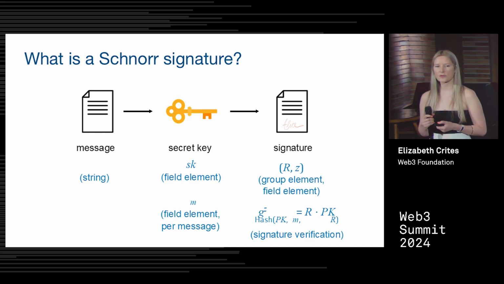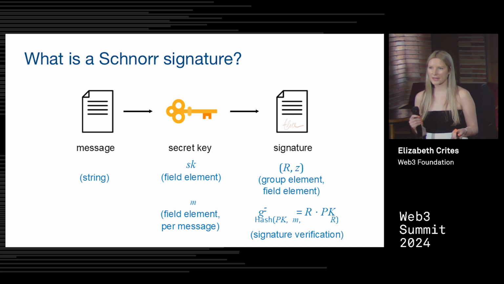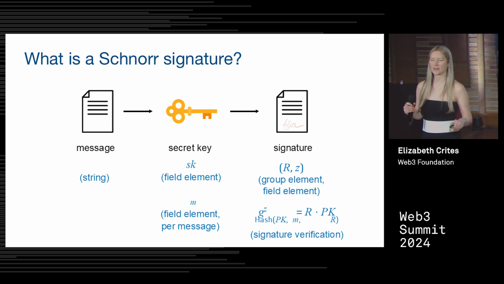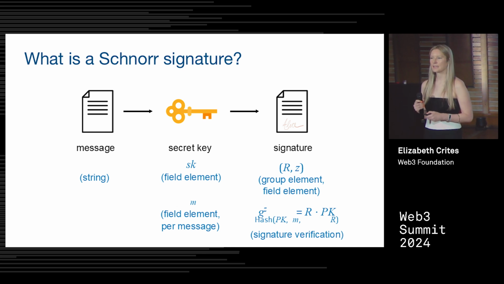This is just to give you some idea of what the scheme looks like. I want to point out that it's very simple and only two elements are output. We won't really see the Schnorr signature scheme technically for the rest of the talk, but this is just to highlight how simple it is, basically.